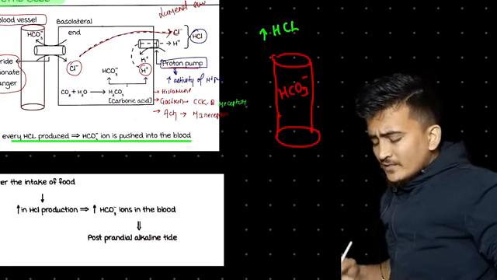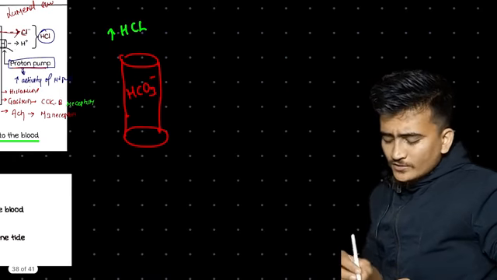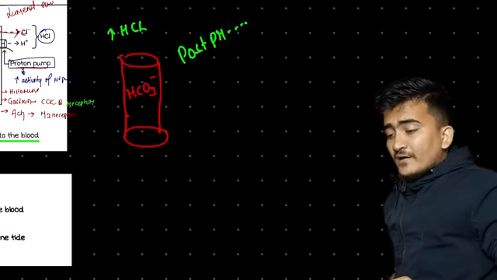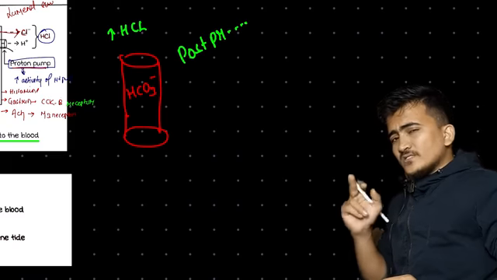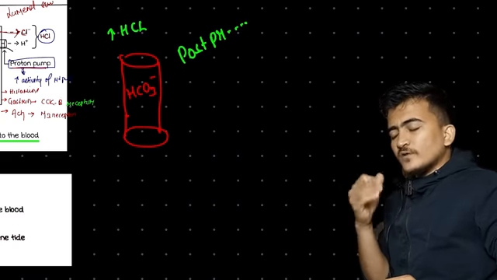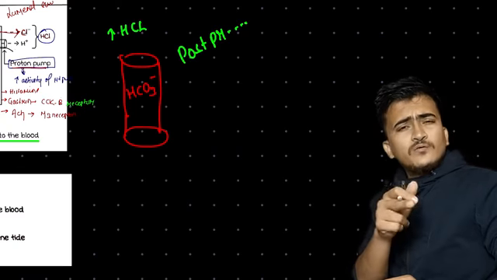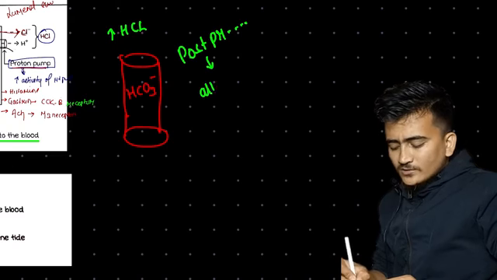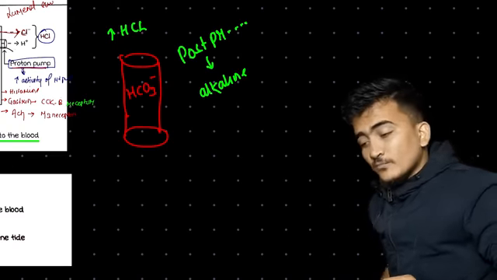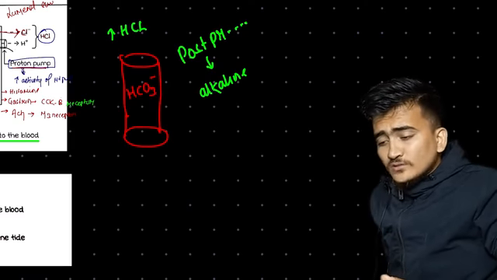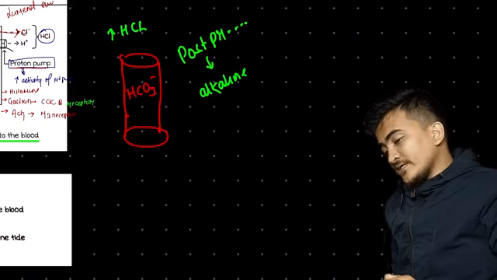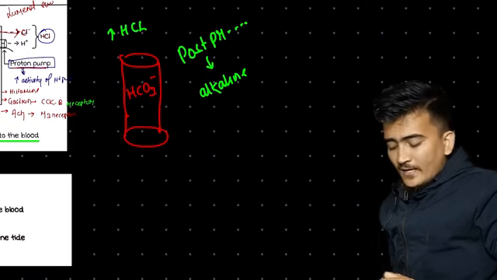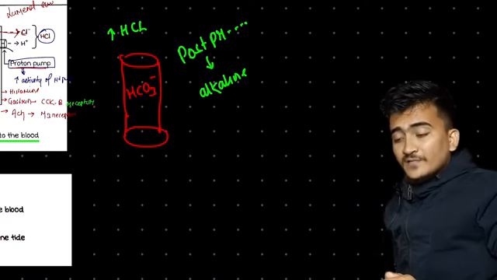So after having food, we can say it is the condition of postprandial, that means after food intake. Postprandially, for every HCl produced, one HCO3 is being taken to the blood vessel. So postprandially, there is an alkaline condition found in our blood vessel. Whenever we take food, after food intake, the blood vessel will have an alkaline condition or a high level of bicarbonate ion.